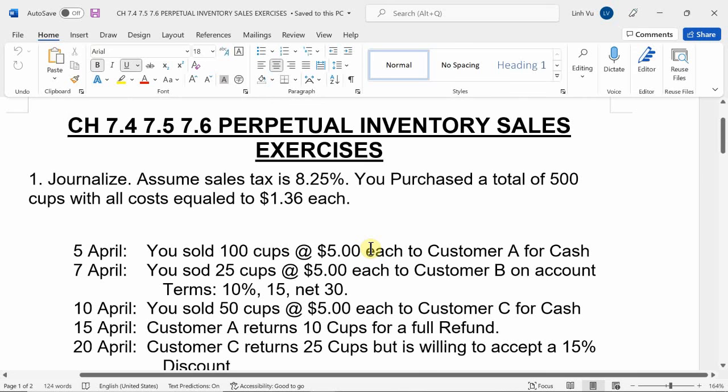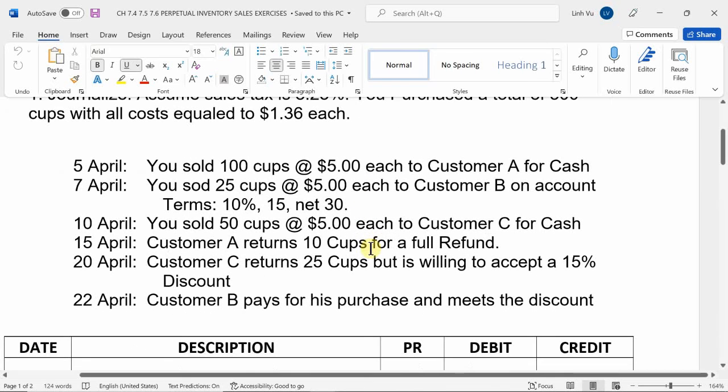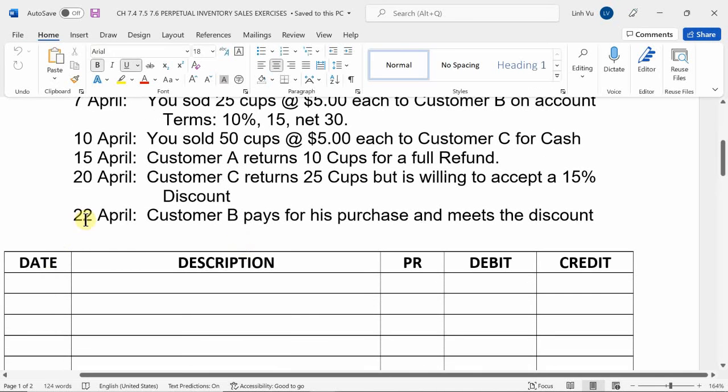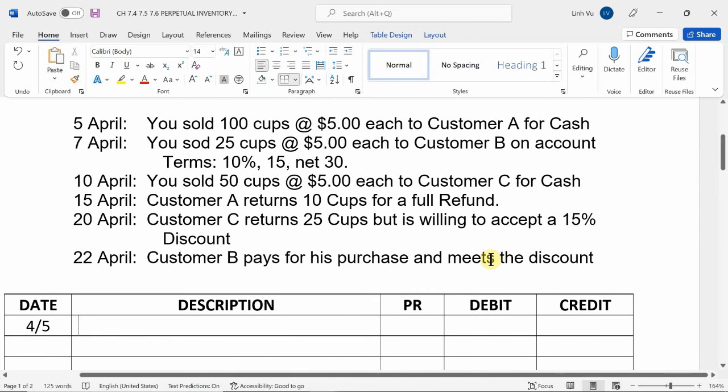Number 1, journalize. Assume that sales tax is 8.25%. You purchased a total of 500 cups with all costs equaling $1.36 each. The first one is on April 5th. You sell 100 cups at $5 each to customer A for cash. So April 5th, we sold to customer A a total of 100 cups at $5 each for cash.